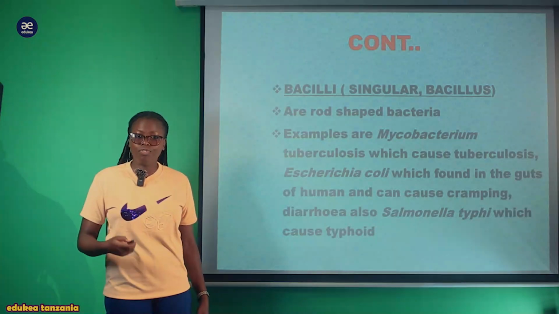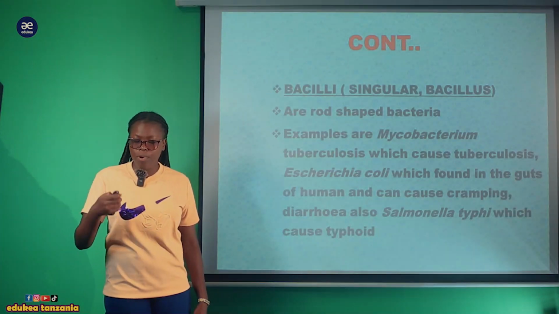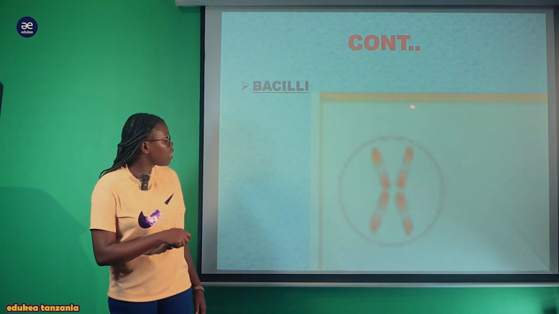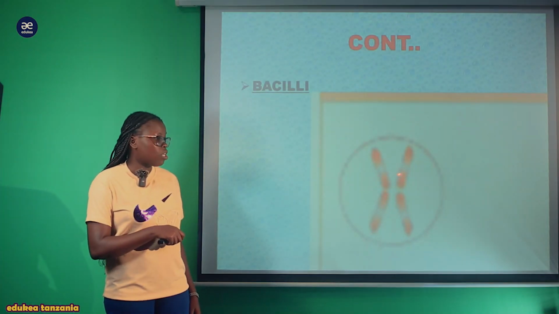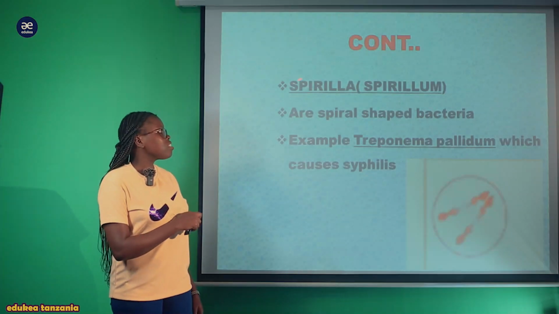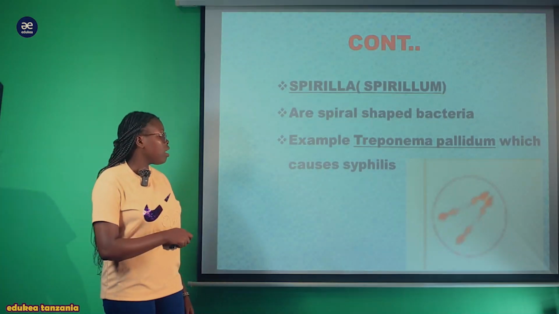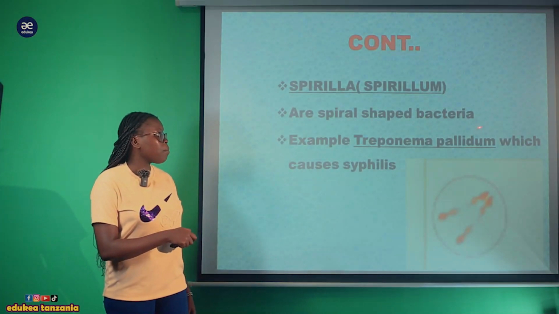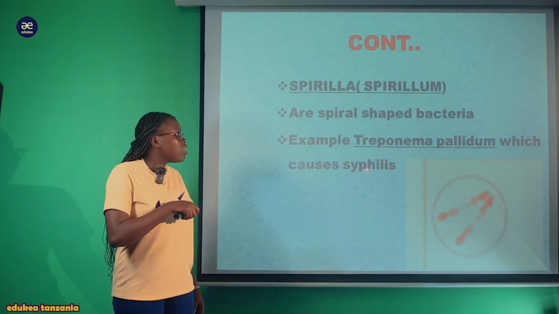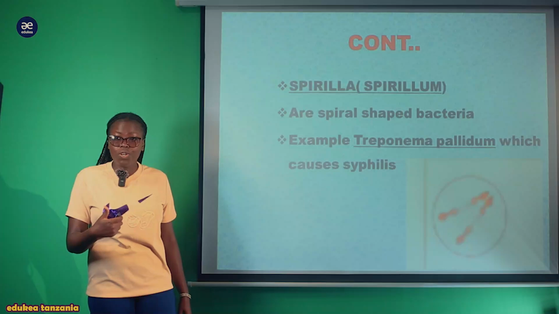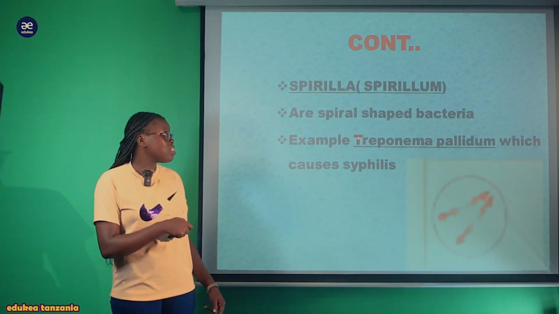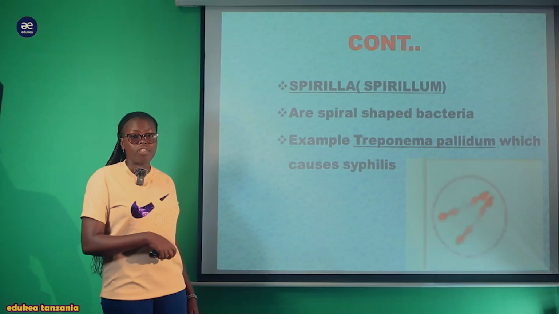And this is the bacteria of the bacilli, which is rod-shaped. The other one is Spirilla, which is a spiral-shaped bacteria. An example is Treponema pallidum, which causes syphilis. Syphilis is one of the diseases which is caused by sexual intercourse. So this disease is caused by the bacteria known as Treponema pallidum, which is a member of the spiral-shaped bacteria. It is in spiral form.